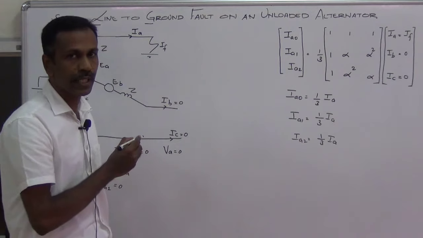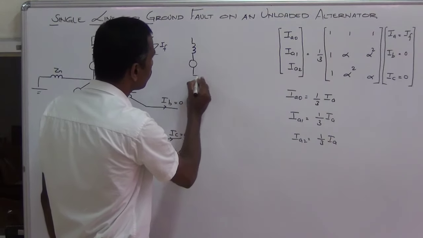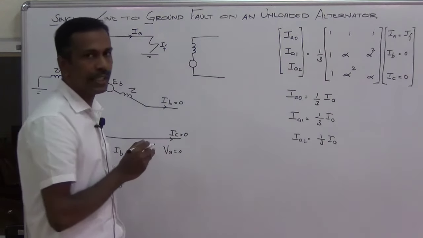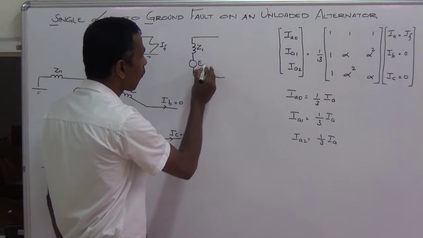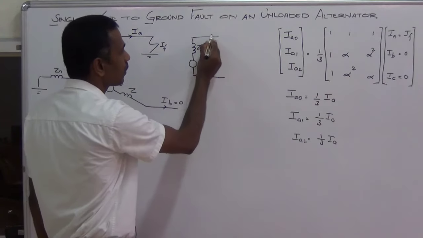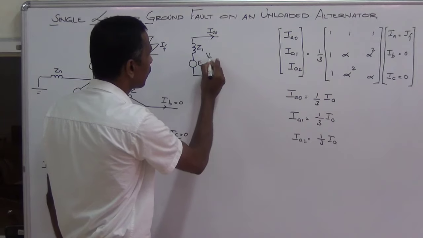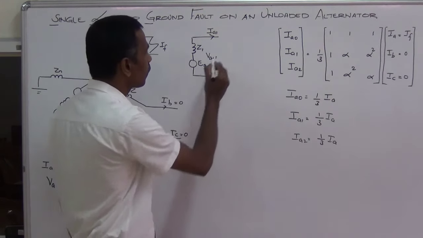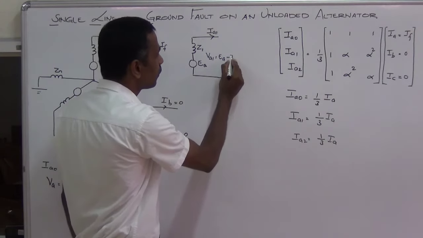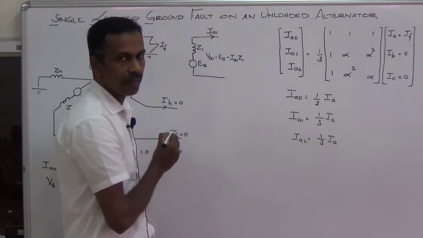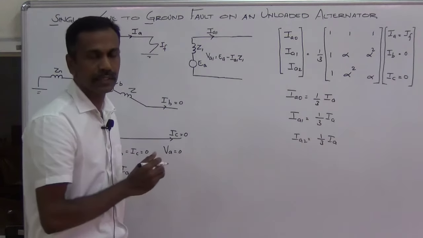Let us draw the three sequence networks now. Let me draw the positive sequence network first. In the positive sequence network, we have the positive sequence impedance and a voltage source. Here the current is IA1, the positive sequence current. The voltage VA1 equals the source voltage minus the drop IA1 into Z1.